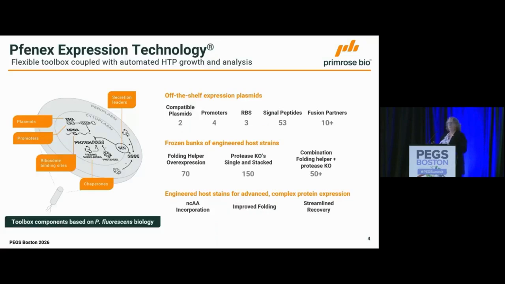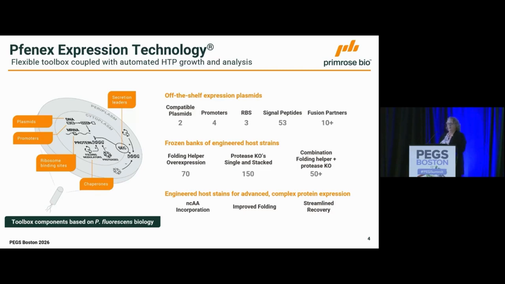So a little bit about the platform and the toolbox as we've built it. We have a number of off-the-shelf plasmids with typical features, so different promoters, different ribosome binding sites, etc. So we can tune transcription, translation. Another really important feature is our large collection of signal peptides. Pseudomonas fluorescens is a gram-negative organism, so it does form disulfide bonds in the periplasmic space. So we need to get protein out there to make sure that it's properly folded in those cases.